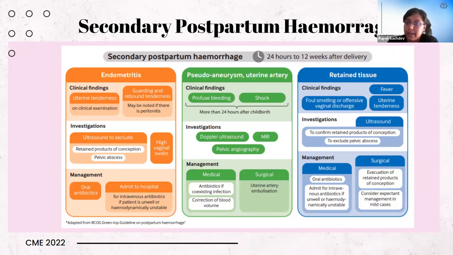Retained tissue, similar to what you did in primary postpartum hemorrhage, but here the retained tissue is likely to get infected. So you'll have foul smelling or offensive vaginal discharge, fever, and uterine tenderness. You do an ultrasound to look for pelvic abscess or any retained products of conception, and it is managed by antibiotics.